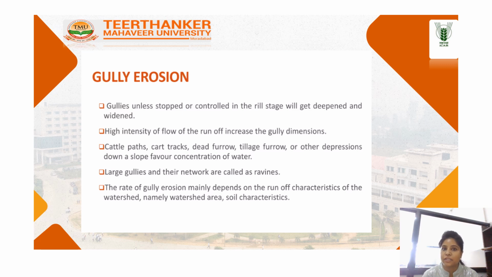The best example is the Chambal Valley region in Madhya Pradesh, which is affected by gully erosion. It is responsible for the formation of the Chambal ravines. Ravines are regions formed by constant vertical erosion by flowing streams and rivers.